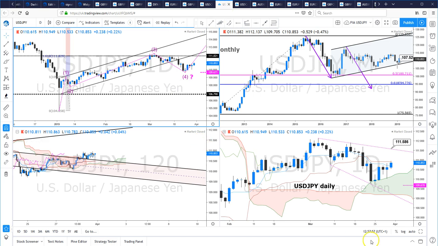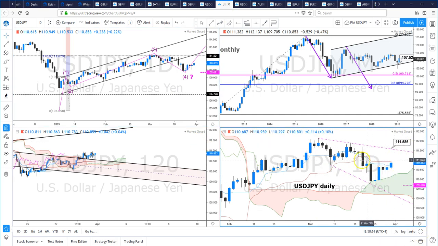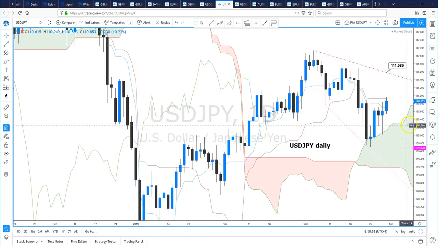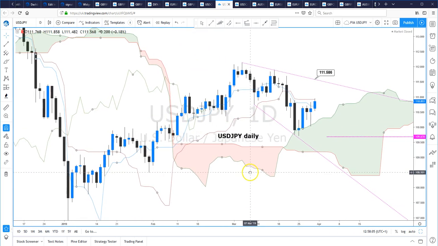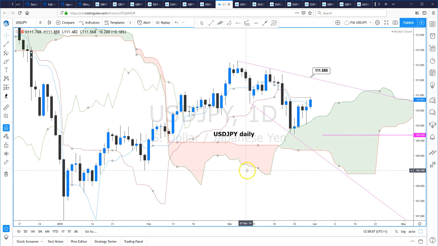Dollar yen, daily chart, expanding wedge. Let's just show that first. An expanding wedge has an eventual bias to break to the upside. This last move, yes, it is. We are starting to see higher highs and higher lows, but it's anything but impulsive.